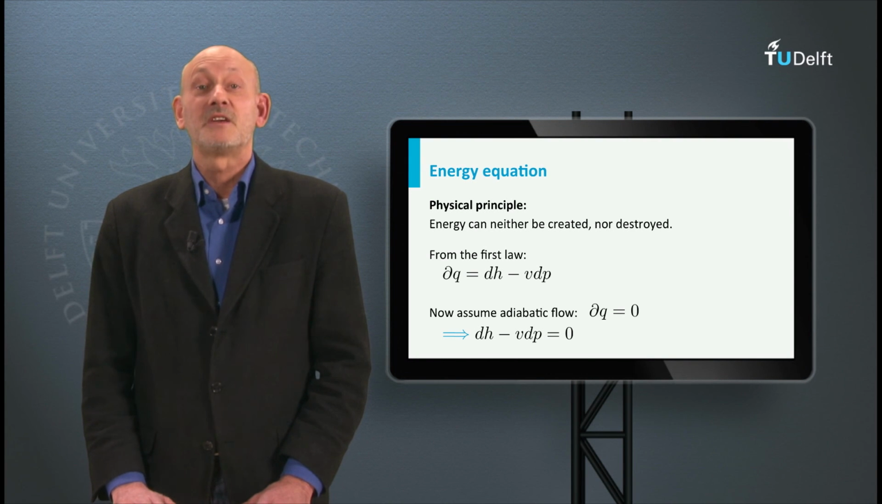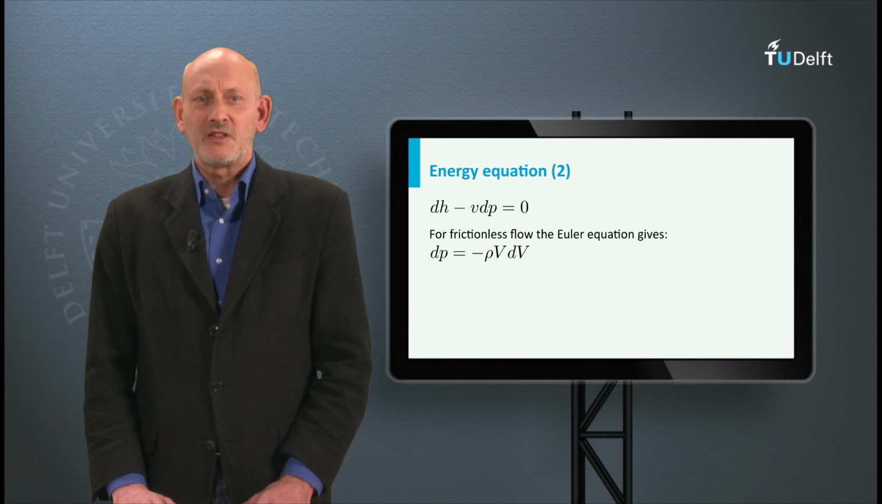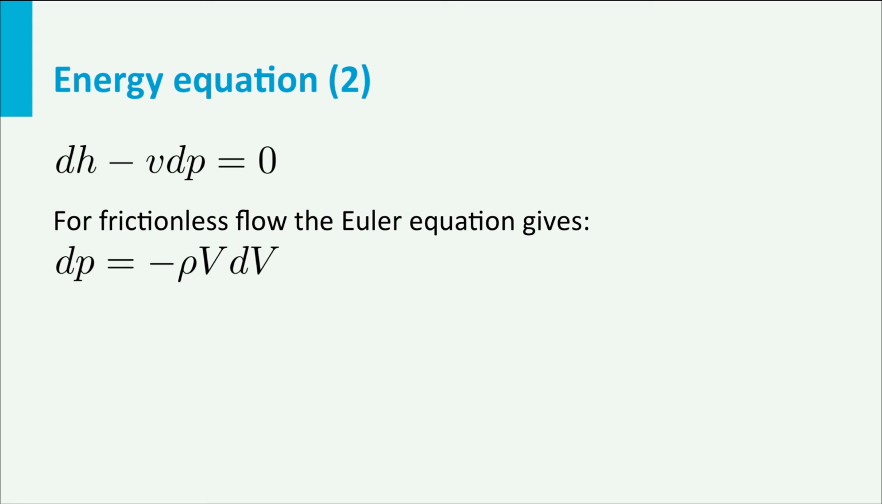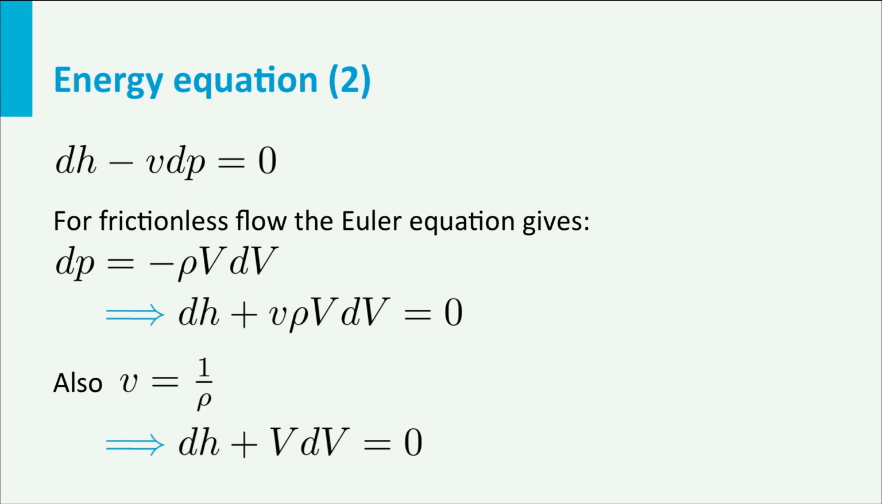Okay, earlier we found that for an adiabatic process, this first law can be written as dH minus v dP is 0. Inserting the Euler equation, dP is minus rho V dV, gives us dH plus v rho V dV is 0. Now we know that small v, the specific volume, is 1 over rho, so we get dH plus V dV is 0.